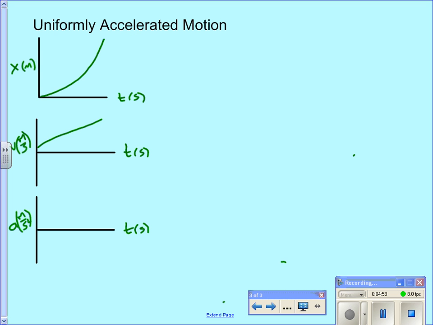It could have been a straight line with a slope, but uniformly accelerated motion means we do have constant acceleration. So again, remember, still the same thing holds true. The slope of the graph above becomes the value of the graph below. So these were typical of something uniformly accelerated.